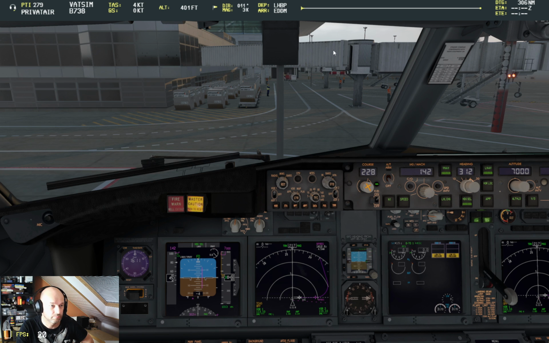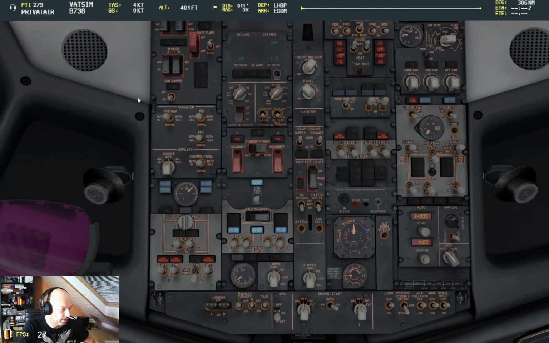Well, we can continue the preparation. So we can already switch on the fuel pumps. We connect the APU generators, so the ground power can be removed.